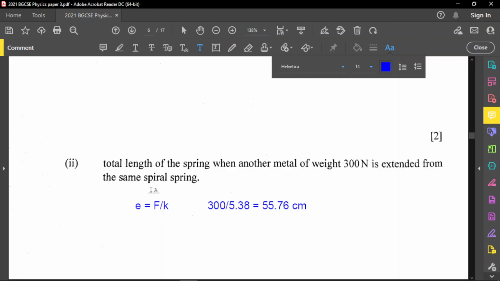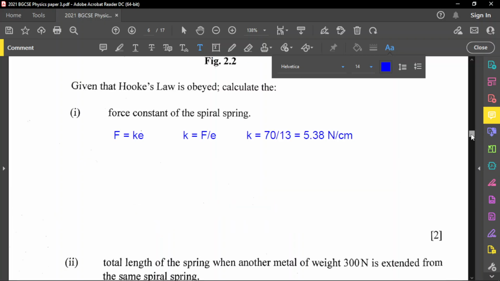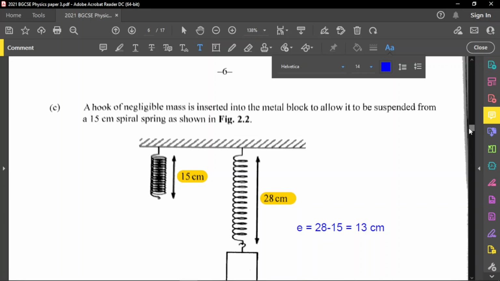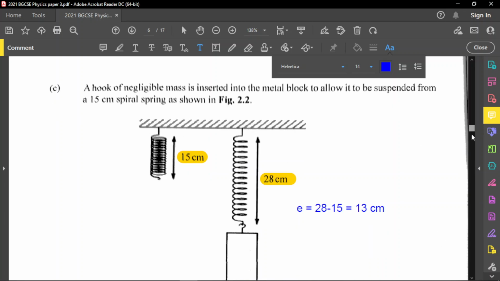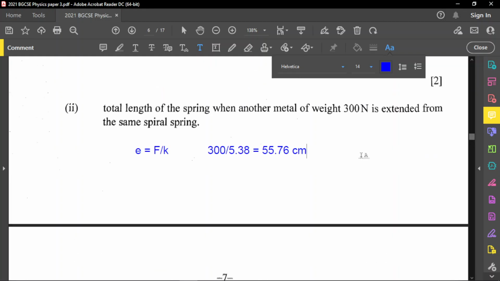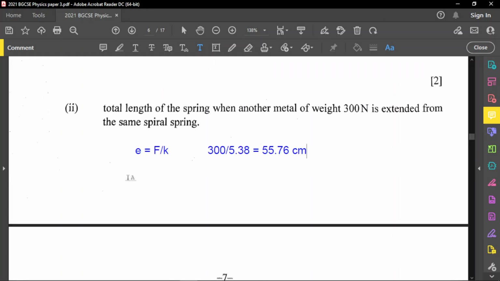Now, what I want to point out is that based on the constant, it extends that much. However, we need to account for the original length of the spring. Do you remember what the original length of the spring is? They ask us here for the total length of the spring, so we need to know the original length. The original length of the spring here is 15. So we're going to add 15 to that extension. If the extension is 55.6, then we're going to find the total length.